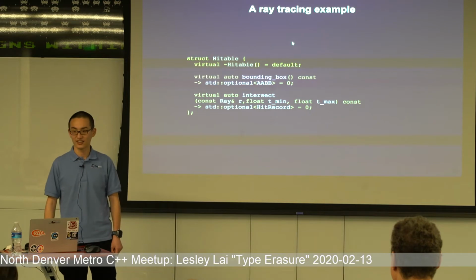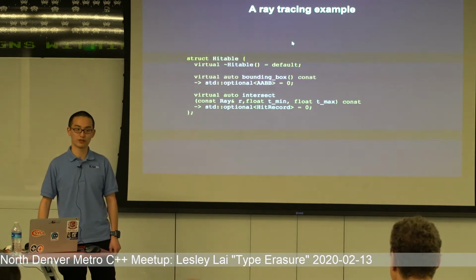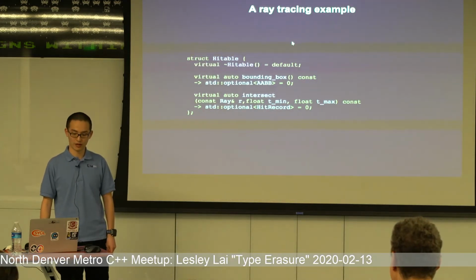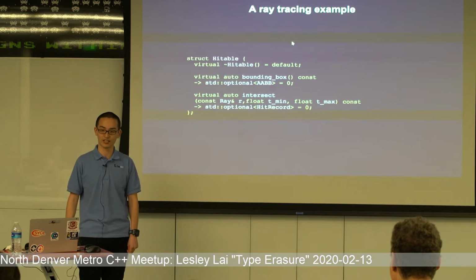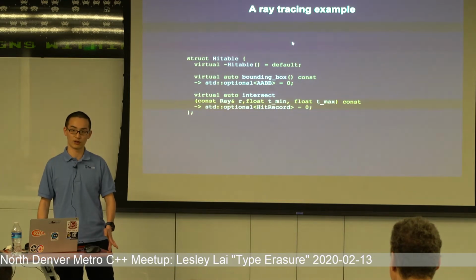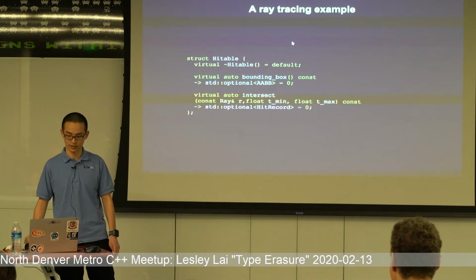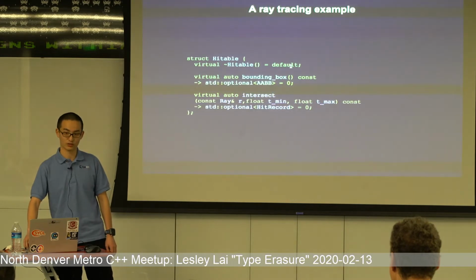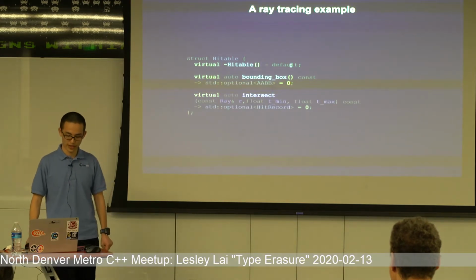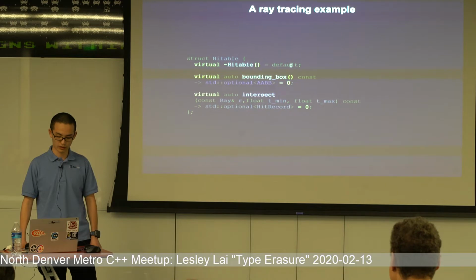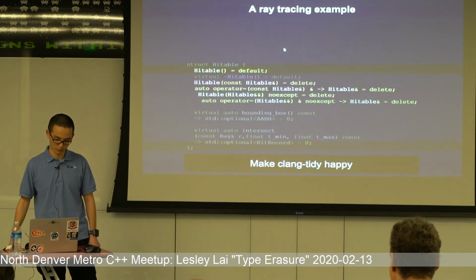Let's say in ray tracing we have different shapes, and we need to test a few things. One is, given a ray, whether it intersects with that object or not. The second thing we want is a bounding box, which is like a rough range of where that object is. That's used for optimization purposes. Also, we need a virtual destructor, because otherwise things just don't work. So we have three virtual functions: the virtual destructor, the bounding box function, and the intersect function. Of course, we need to make clang-tidy happy.